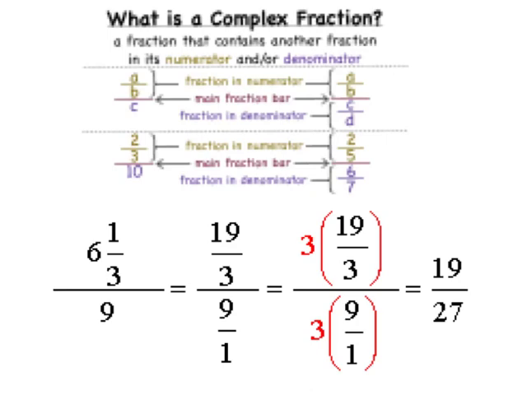All right, so what is a complex fraction? What's the definition? It is a fraction, and I'm sorry this is kind of grainy, a fraction that contains another fraction in its numerator and/or denominator. So here we've got a fraction in the numerator and a whole number in the denominator, and we know that we can make a fraction out of any whole number. Here you've got a fraction in the numerator and in the denominator.